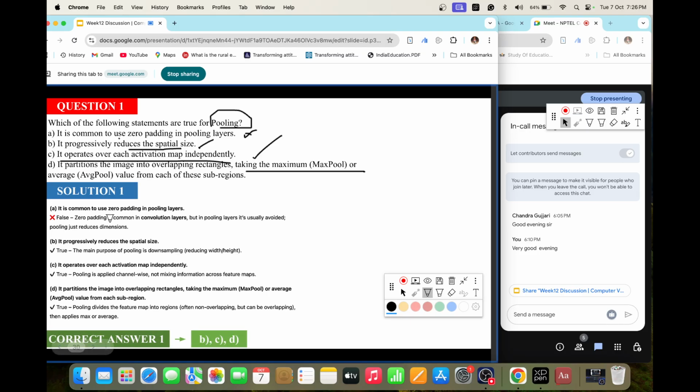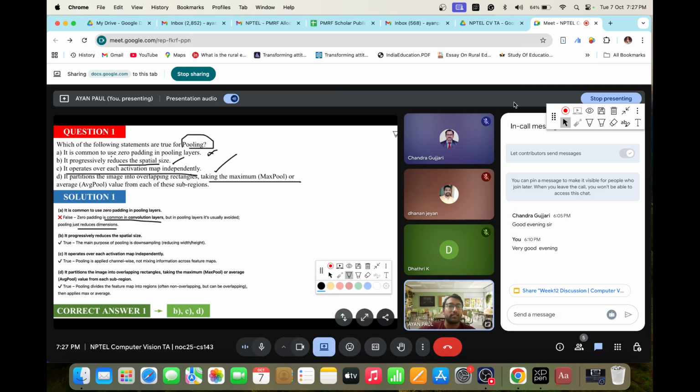Option A is false. Zero padding is uncommon in the pooling layer. It is common only in the convolution layer. In the pooling layer it is avoided because pooling just reduces the dimension, so whatever value you get in maximum pooling or average pooling, it would affect it. That is why we do not use zero padding in the pooling layer. So this is regarding question number 1. So any doubt in this? Okay.